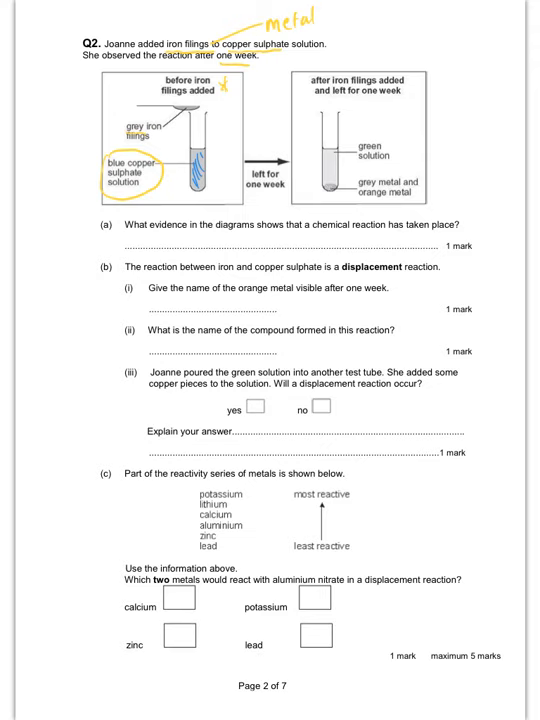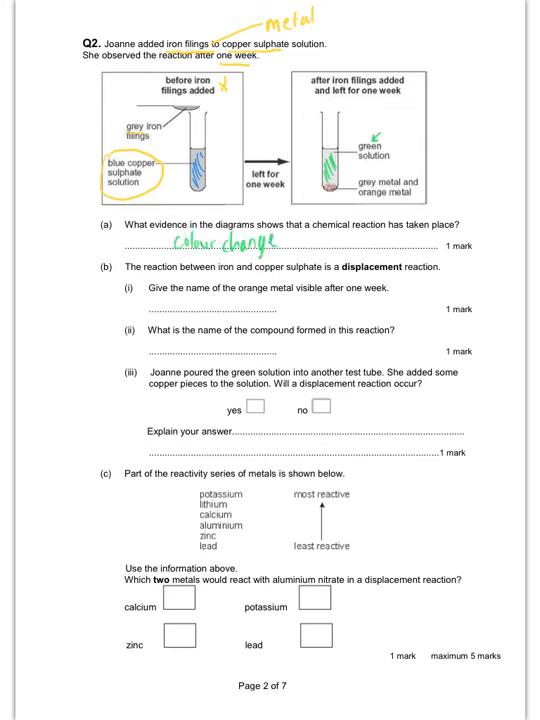Then she's left it for 1 week, and after it's been left for a week, the solution has gone green. And then there is, at the bottom of the tube, a grey metal, but there's also some orange metal as well. And so what evidence in the diagram shows that a chemical reaction has taken place? Well, the answer is that there has been a colour change.